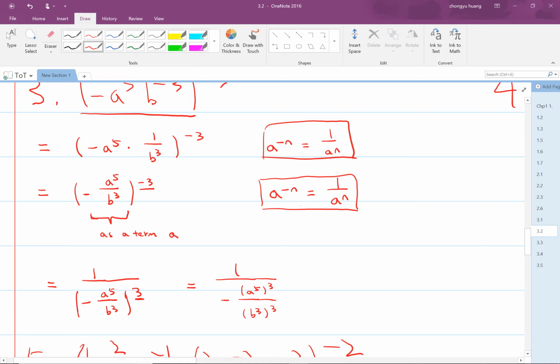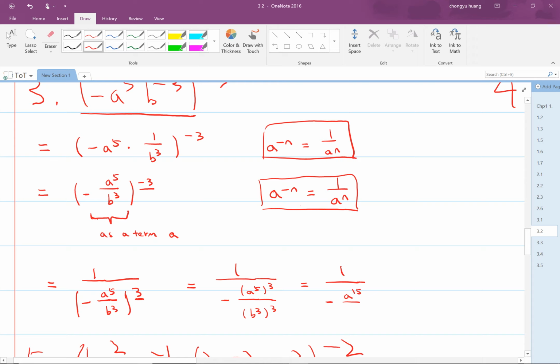Okay, so we have 1 over negative. Negative is still negative because the power 3 is an odd number, so negative is still going to be negative. And then what we have is a to the power 5 to the power 3 and b to the power 3 to the power 3, right? So now we are able to simplify a little bit more. So we have 1 over negative. Remember, a to the power 5 to the power 3 is actually a to the power 15, right?